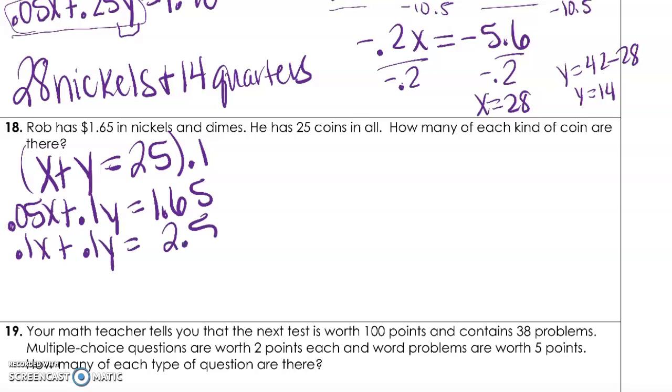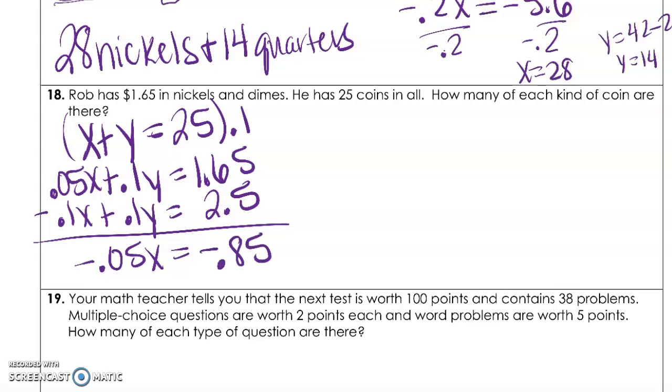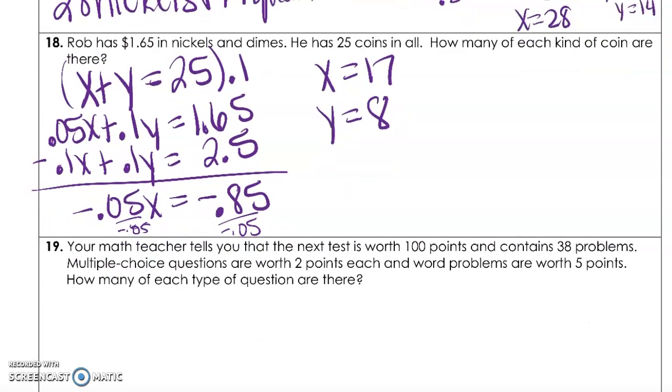is equal to 2.5. Now obviously when I subtract in this order it is going to give me negatives, but that's okay. I get negative 0.05x equals 1.65 minus 2.5 gives me negative 0.85. So then when I divide by negative 0.05, I end up with 17. So x equals 17, so y has to be 8 because 17 plus 8 gives me 25. So again, I need to know which one's which, so go down and look here. X has a 0.05, so that would be 17 nickels and 8 dimes.